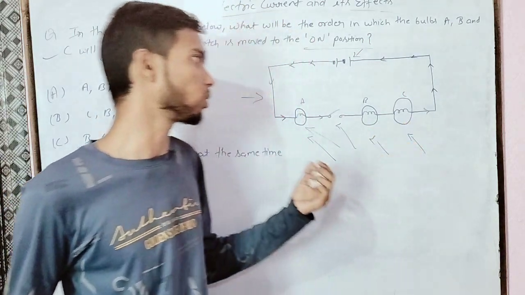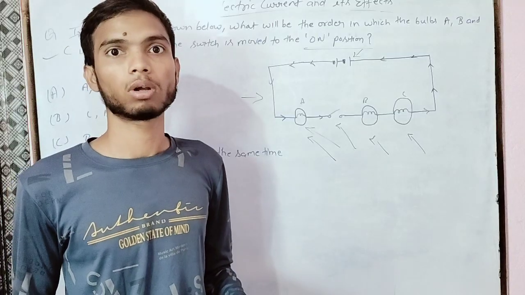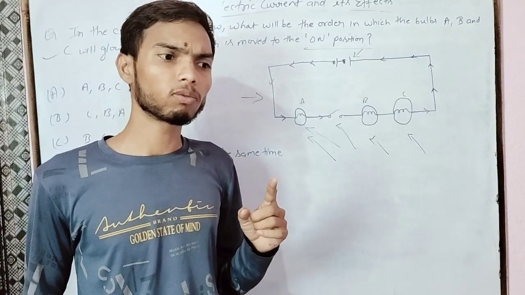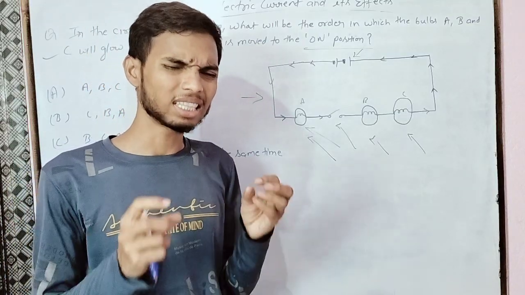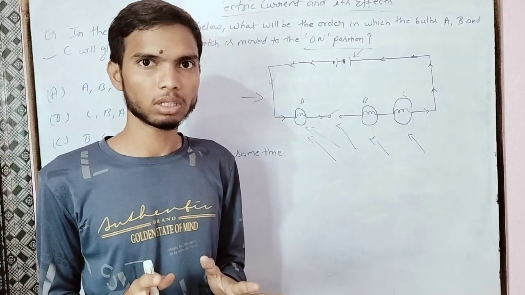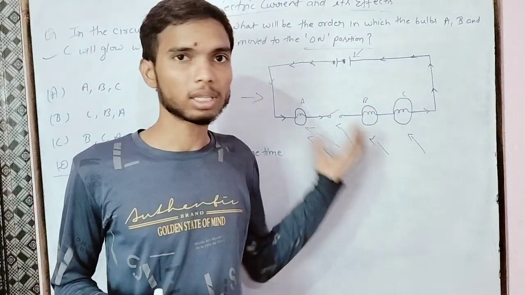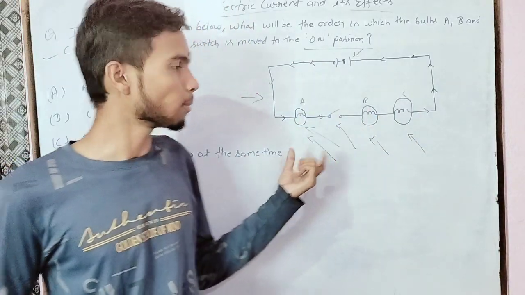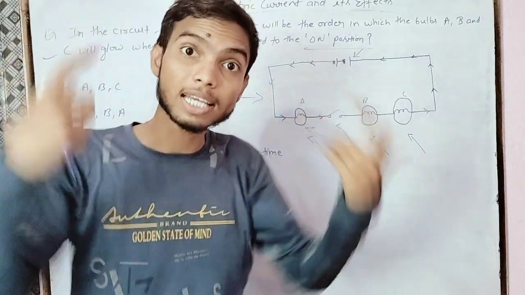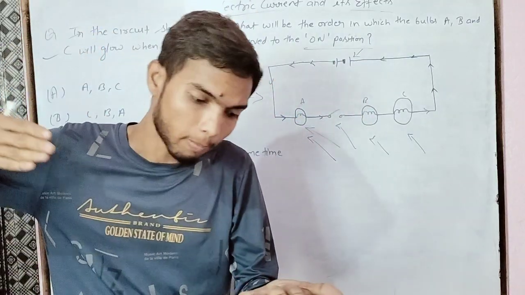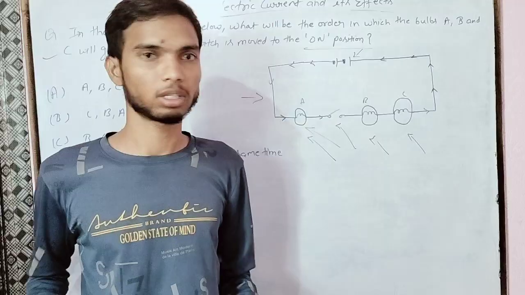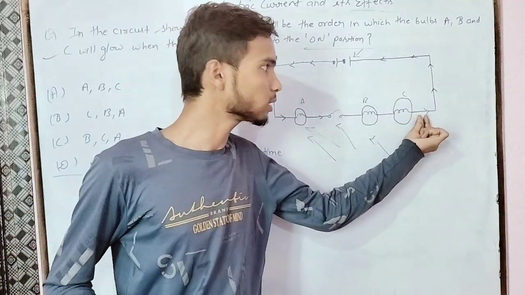First of all, this bulb will glow. Current will travel that much faster. All the bulbs will glow at the same time because the current is traveling very fast from here to here.